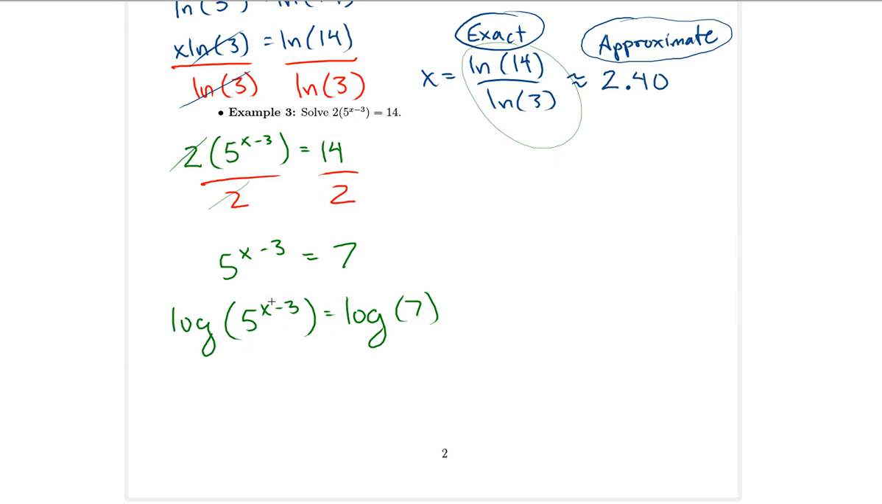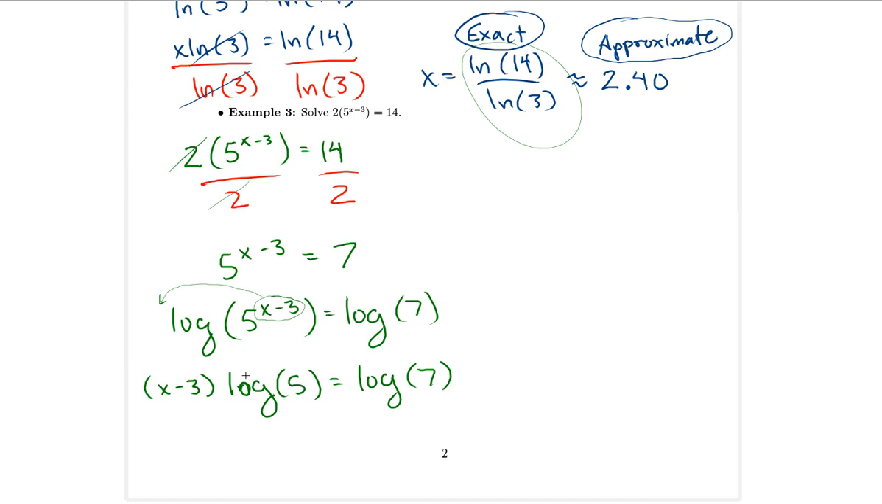But the big thing is, what do we know? Once we have the log of something to a power, that power gets to come down in front. Now be careful when you do this. This entire thing has to come down in front and multiply by the logarithm. So it's important to put that x minus 3 in parentheses when there's multiple terms up here. So when it comes down, it'll be the log of 5 times (x minus 3) equals the log of 7.